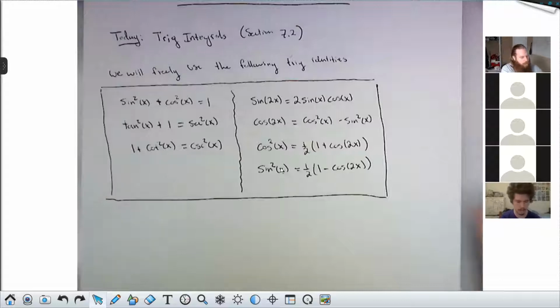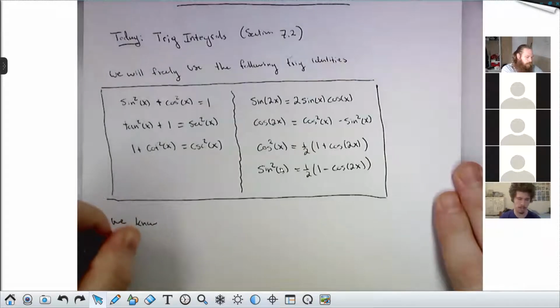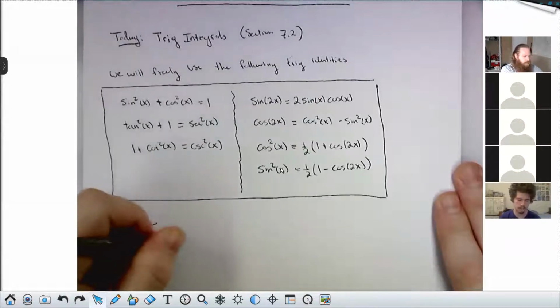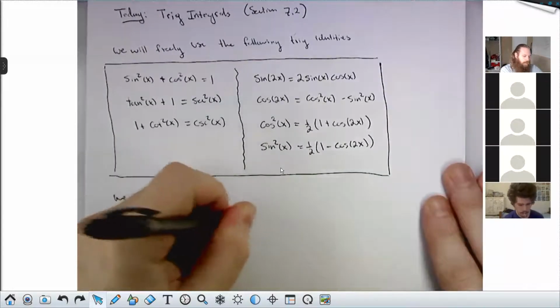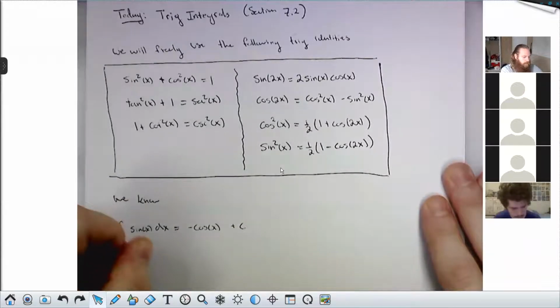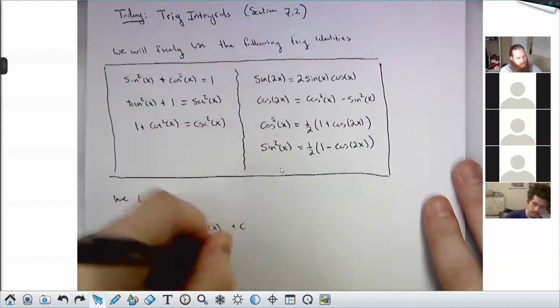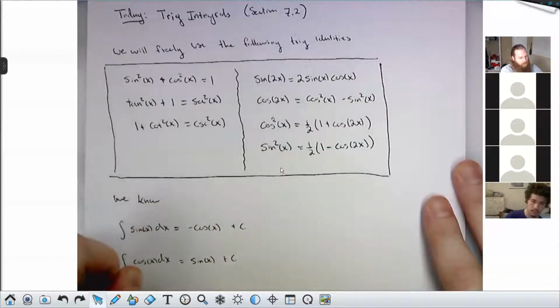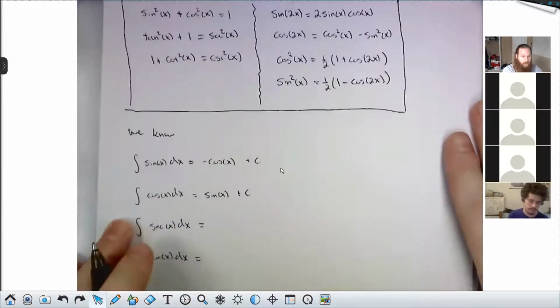So we know how to integrate the integral of sine x. This is, of course, negative cos x plus c. We know the integral of cos x. This is sine x plus c. I know how to integrate secant x and tangent x. Secant we just talked about for the first time the other day as a prereq to our odd powers of secant. And tangent you should know from Calc 1.